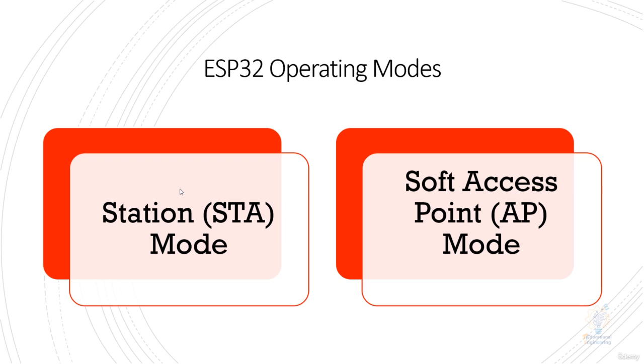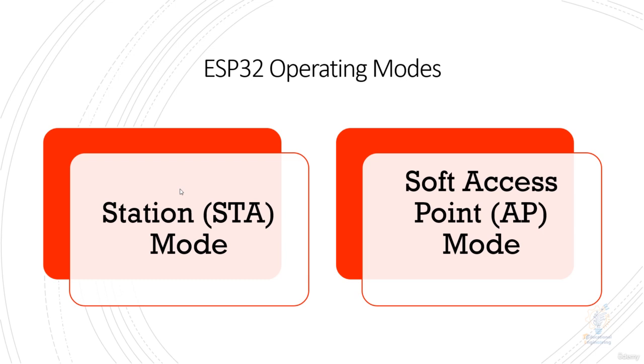One of the greatest features ESP32 provides is that it can not only connect to an existing Wi-Fi network and act as a web server, but it can also set up a network of its own, allowing other devices to connect directly to it and access web pages. This is possible because ESP32 can operate in different operating modes.